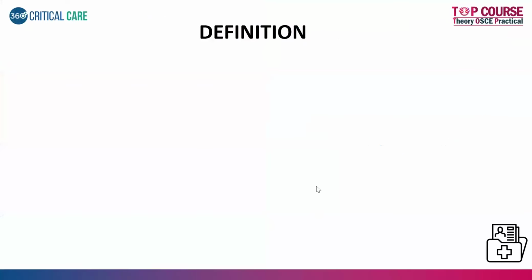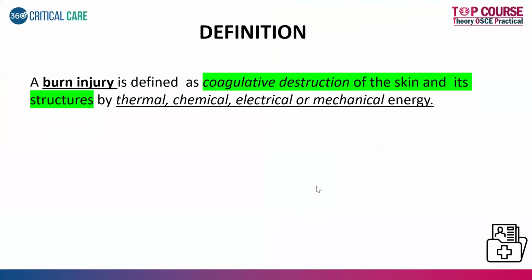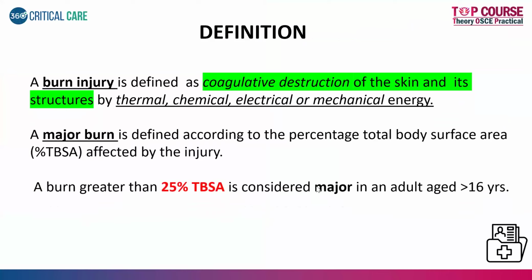Coming to the definition of burns, it is defined as an injury which is caused by the coagulative destruction of the skin and its structures, either by thermal, chemical, electrical, or mechanical energy. A major burn is defined according to the percentage of the total body surface area which is involved. A burn which is more than 25% involvement of the total body surface area is considered to be a major burn in an adult who is aged more than 16 years. I'll go into the details in the coming slides.